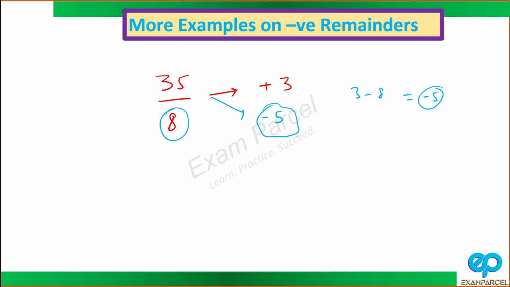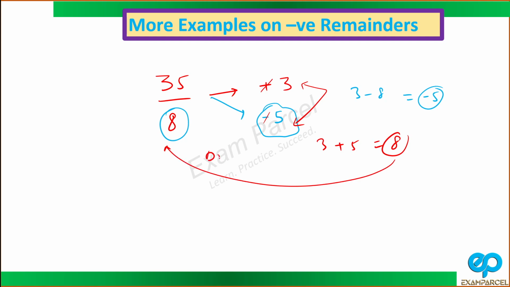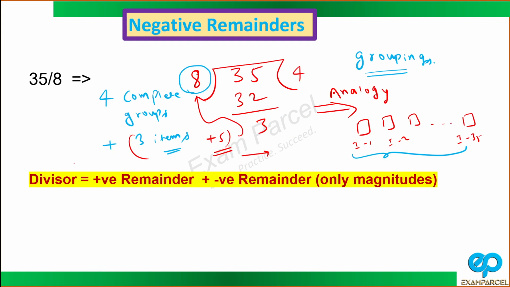Now, one more thing you would have noticed here is, let's say I ignore this sign and I ignore this sign, and I add these two magnitude-wise. When I ignore the sign, obviously I'm using only the magnitude. So 3 plus 5 gives me 8, and this 8 is nothing but the divisor. So what it means is that my divisor is nothing but the positive remainder plus the negative remainder when I only consider the magnitudes. If I ignore the signs and add them up, I get my divisor. So you should always keep this in your mind.